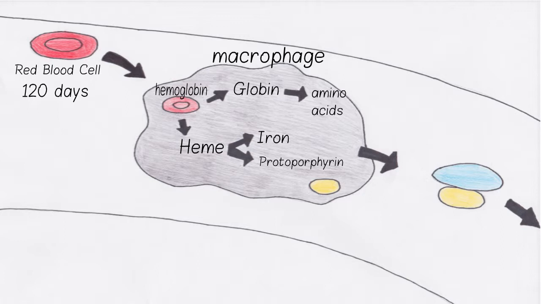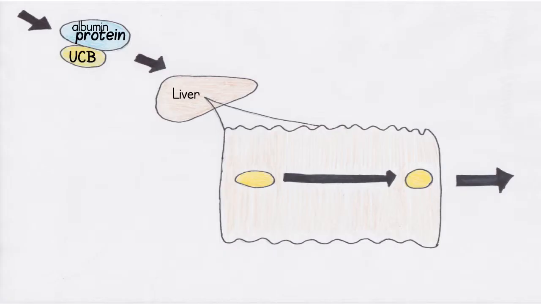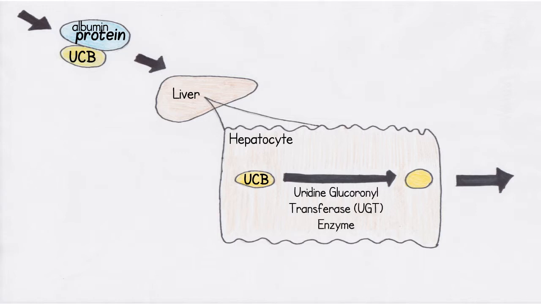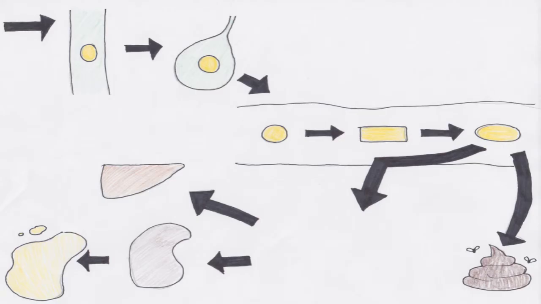The protoporphyrin is converted to unconjugated bilirubin, which is a lipid-soluble form of bilirubin. Because it is lipid-soluble and not water-soluble, it needs to bind to an albumin protein that is found in the blood to be carried to the liver. When the unconjugated bilirubin reaches the liver, it is taken up by hepatocytes, which are also known as liver cells. The unconjugated bilirubin is then conjugated by uridine glucuronyl transferase into conjugated bilirubin, which is water-soluble.